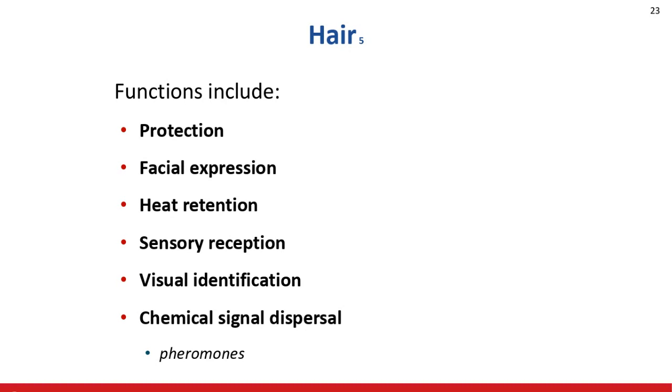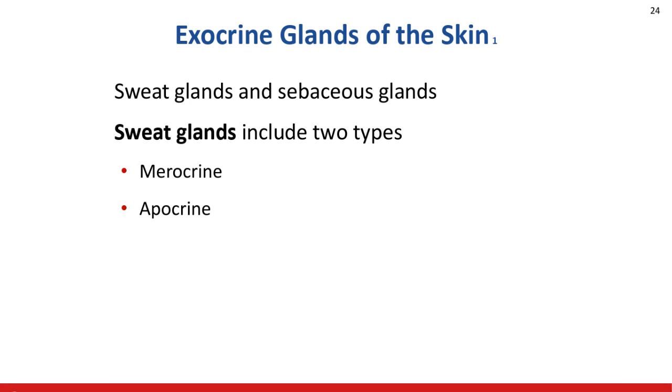Visual identification. If you see somebody with gray or white hair, you're going to assume that they're a little bit older, so it helps with age perception. And then finally, chemical signal dispersal for pheromones, especially when we get into puberty and certain glands start to become active, they're going to start to emit certain scents. Some people might find it repulsive. Some people might find it attractive. I don't know. But the hair helps to disperse those smells.